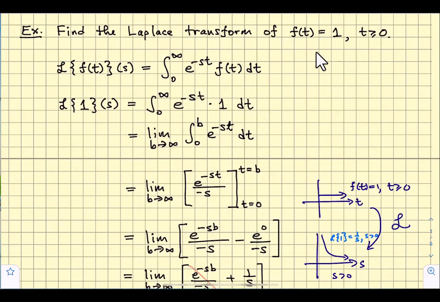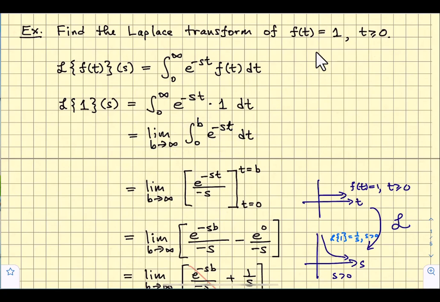The Laplace transform of f(t) as a function of s is the integral from 0 to infinity of e^(-st) times f(t) dt. So the Laplace transform of the function 1 is found by putting a 1 in where we had our f(t). From calculus 2, this is an improper integral because it goes to infinity. So we rewrite this as the limit as b goes to infinity of the integral from 0 to b of e^(-st) dt.